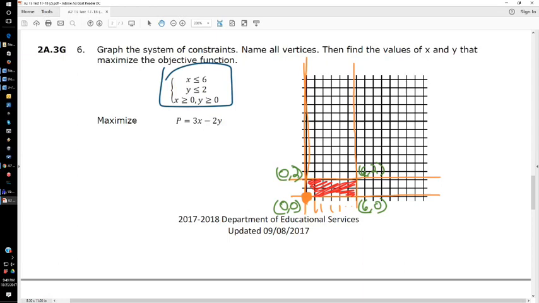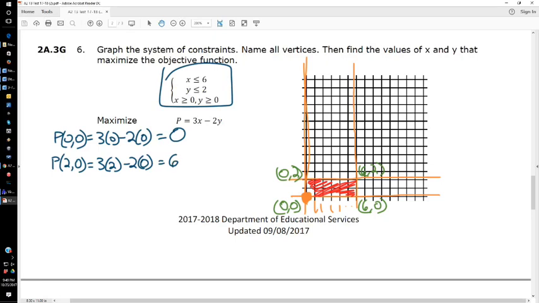So here we go. We're going to look for P of 0, 0, which equals 3 times 0 minus 2 times 0, which anything times 0 is 0. 0 minus 0 is 0. Alright? P of 2, 0. 3 times 2 is 6. Minus 2 times 0 is still 6, so that's 6. Why did I do 2, 0? I have no idea. Let's back up a little bit. Let's try that again. Ignore what I just said.